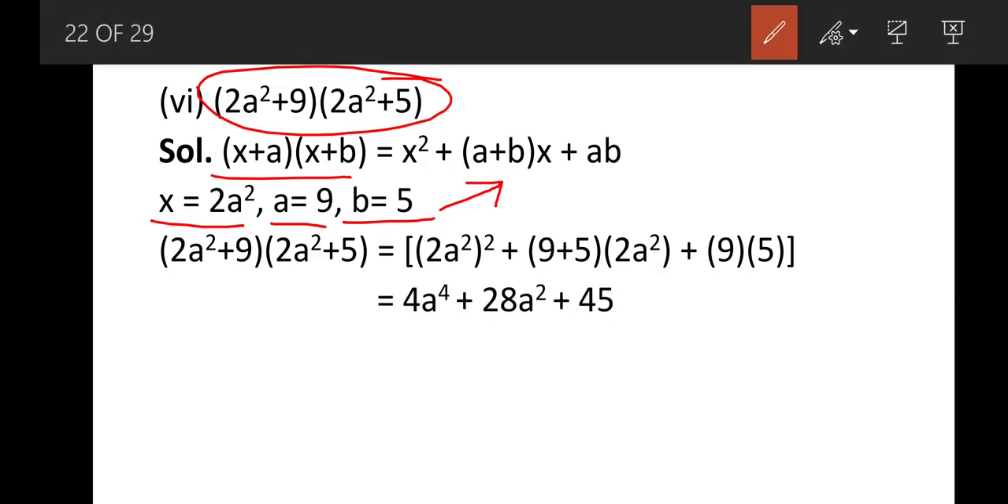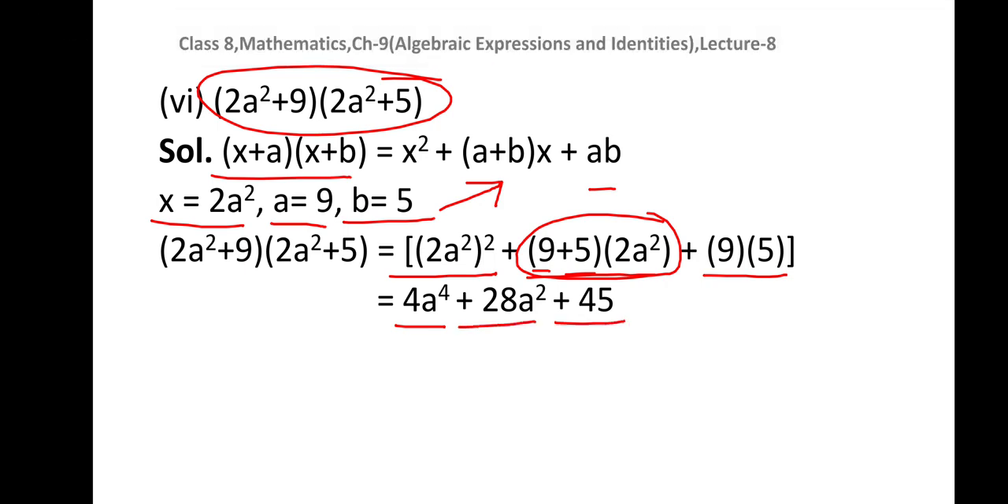In place of x square, I have written 2a square. Plus (a is 9, b is 5) into 2a. This is to be solved together, plus a into b, that is 9 into 5. So it will be 4a raised to the power 4 plus 9 plus 5 is 14 into 2, 28a square plus 45. This will be your answer.